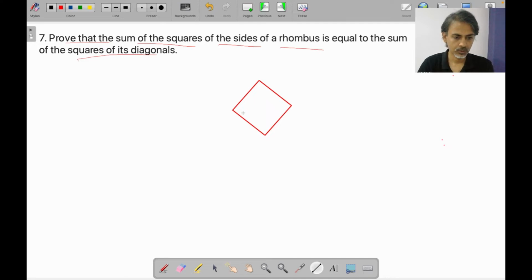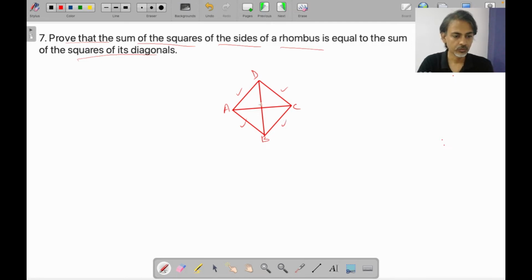Now let's draw the diagonals. Now let's call the vertices A, B, C and D. So here the sides are AD, AB, DC and BC, and the diagonals are AC and BD.